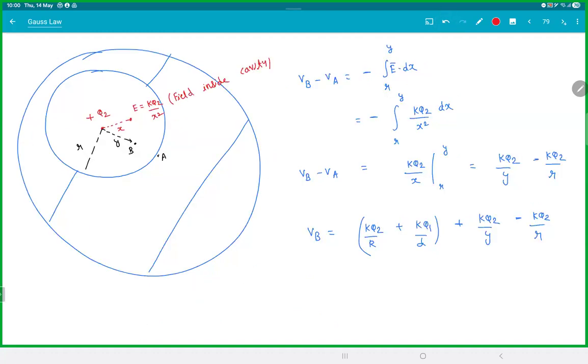Are you clear, everyone, how to get VB? You cannot get VB in any other way because we don't know the distances from outside and all that. But since I know the field, I can work from there. Any doubts still here? All got this? There's still one part of the question.